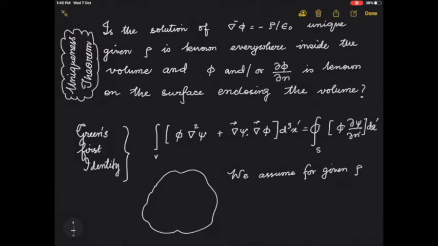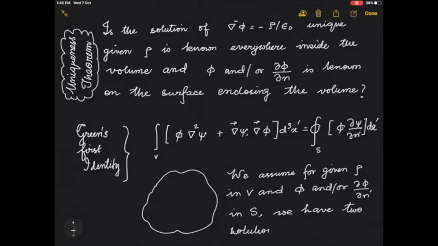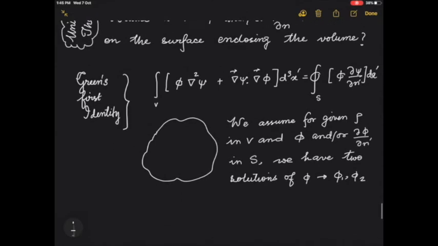We assume for given rho in V and phi and/or del phi del n prime in S, the solution is not unique, so we say that we have, say, two solutions. And we call them phi 1 and phi 2.